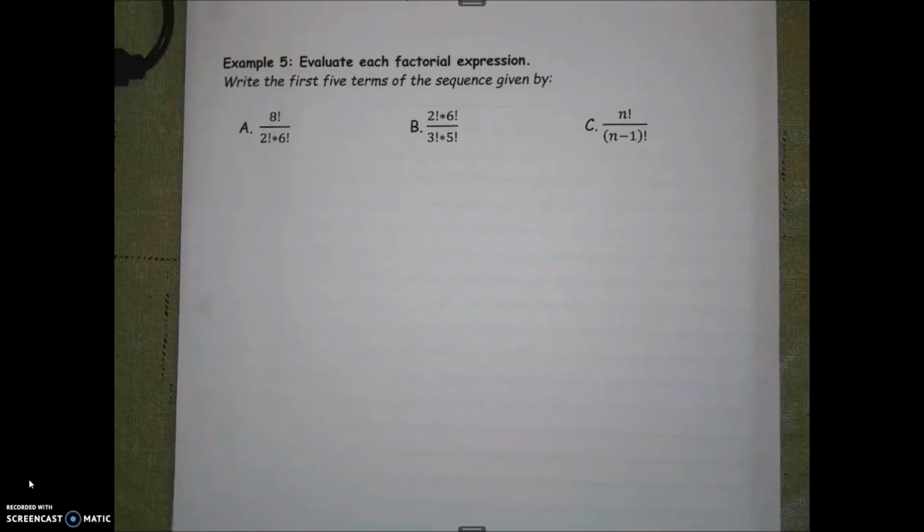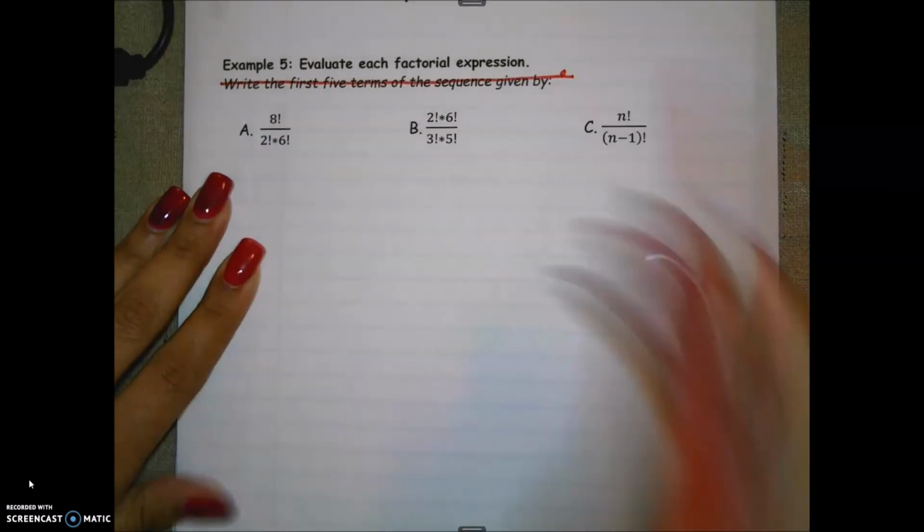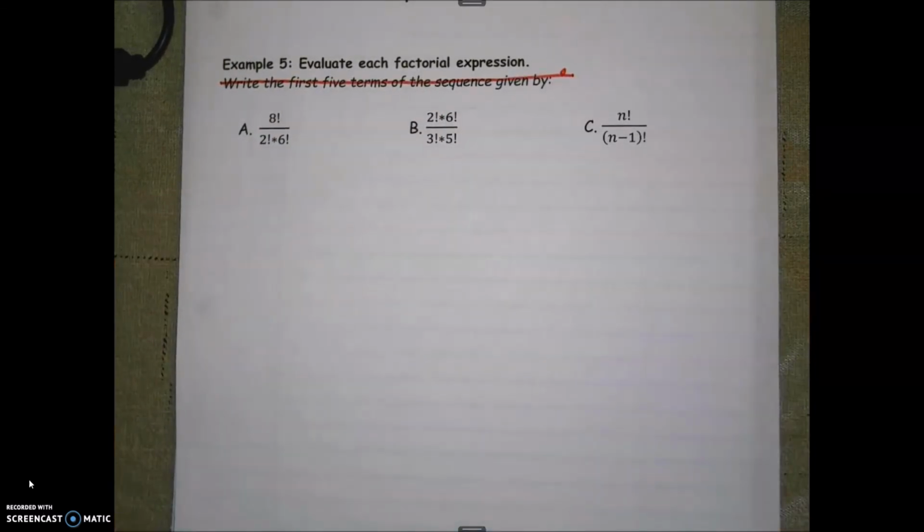All right, last example for factorial notation or factorial sequences is to evaluate factorial expressions. And the direction that says write the first 5 terms in the sequence does not belong, so that needs to come out. Okay, so look at A. A is 8 factorial divided by 2 factorial times 6 factorial.